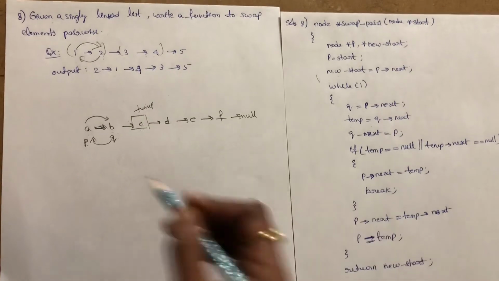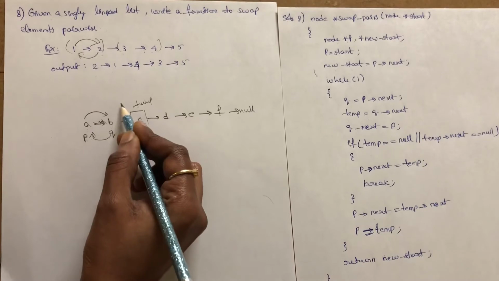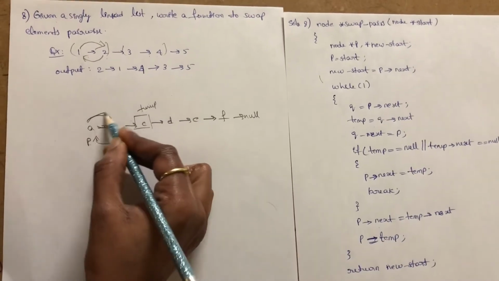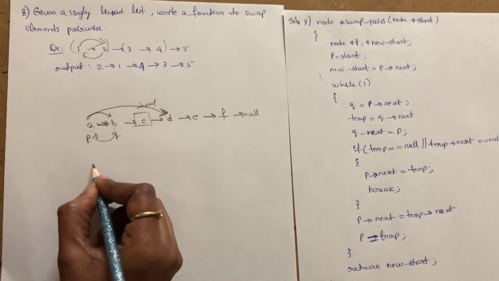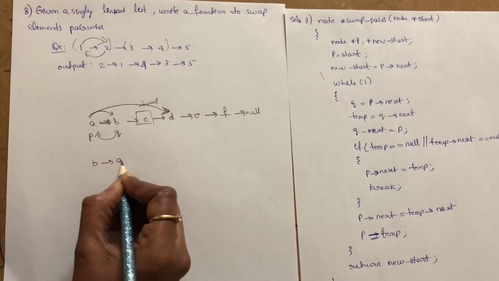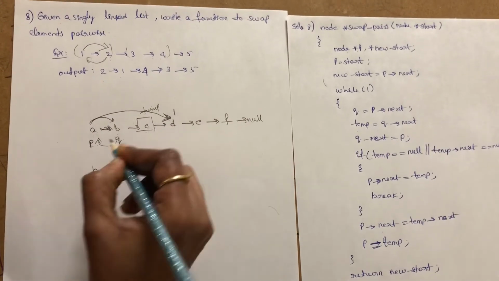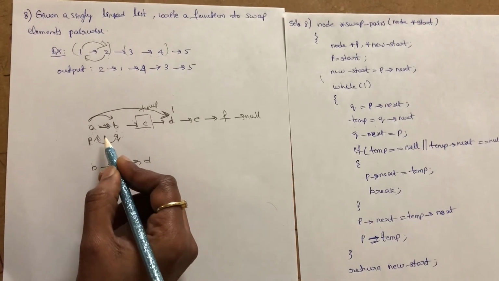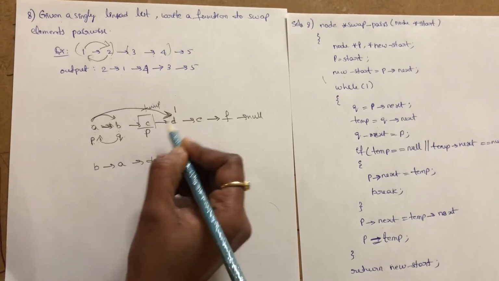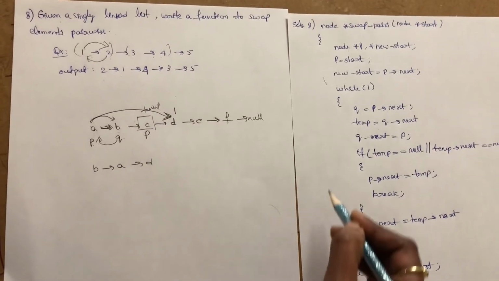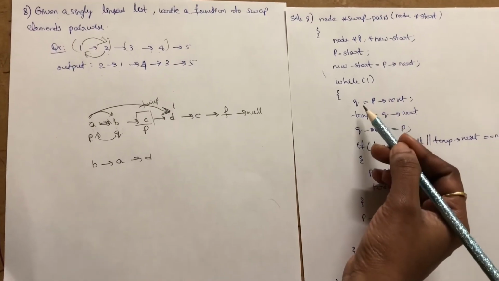Then p's next, that means a's next, is going to be temporary next. That means a points to d. That means we got b pointing to a, and this a pointing to d. Now p is equal to the temporary variable, that means p is here. Then one iteration is done, and again it comes to the top.